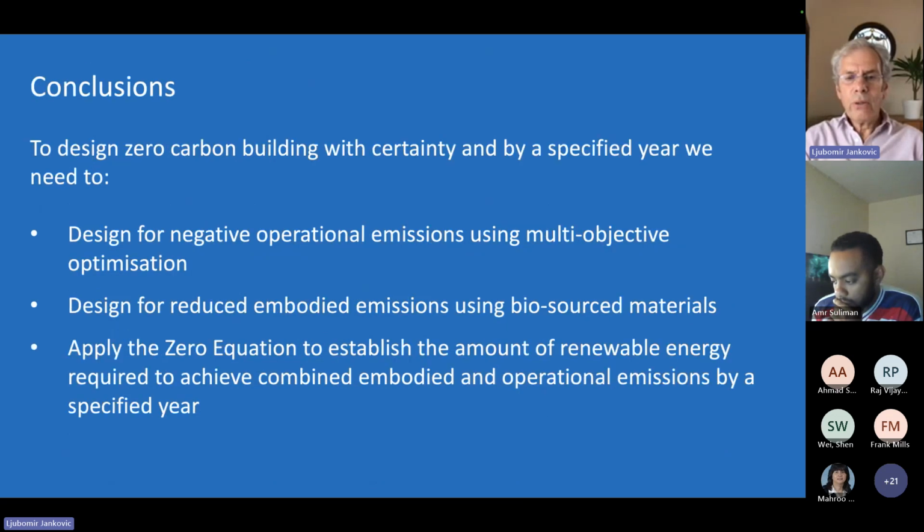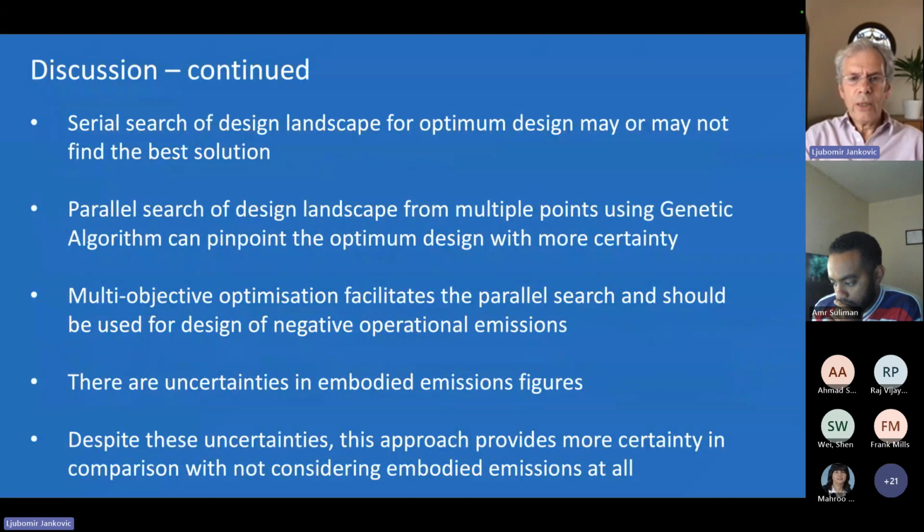And parallel search of the design landscape from multiple points using a genetic algorithm can pinpoint the optimum design with more certainty. Multi-objective optimization facilitates the parallel search and should be used for design of negative operational emissions. And there are, of course, uncertainties in embodied emissions figures. And despite these uncertainties, this approach provides more certainty in comparison with not considering embodied emissions at all.